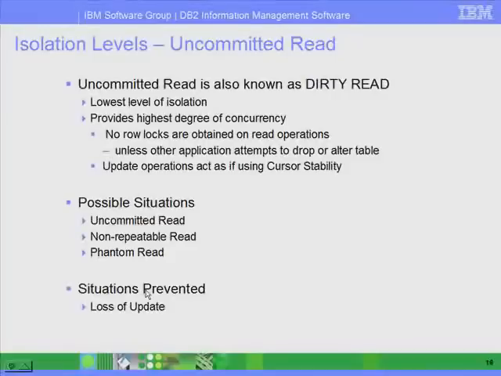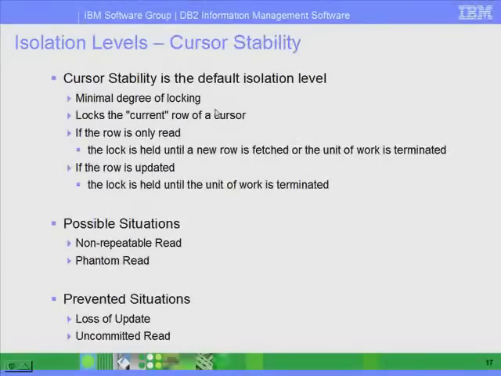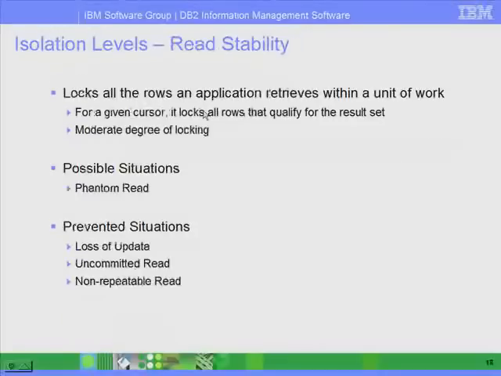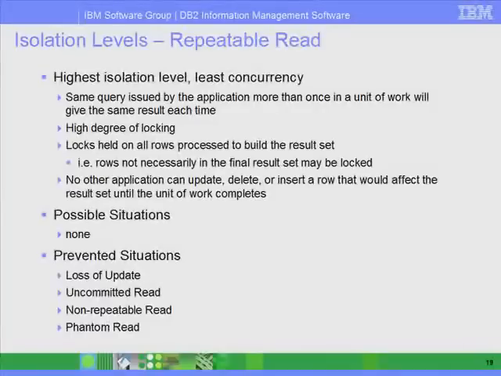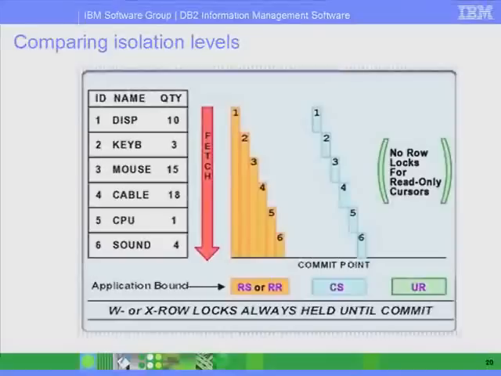So let's go through these isolation levels one by one, and you can pause this presentation and look at the information here, and you can see what type of situations can happen and situations that could be prevented as well. If you move on to this next slide, you will see the same thing for cursor stability. You can again pause and read more about this, or the next slide for read stability, you can pause again and read more about this. The same for repeatable read. But now let's move on to this next slide, where I will explain these same isolation levels using this chart.